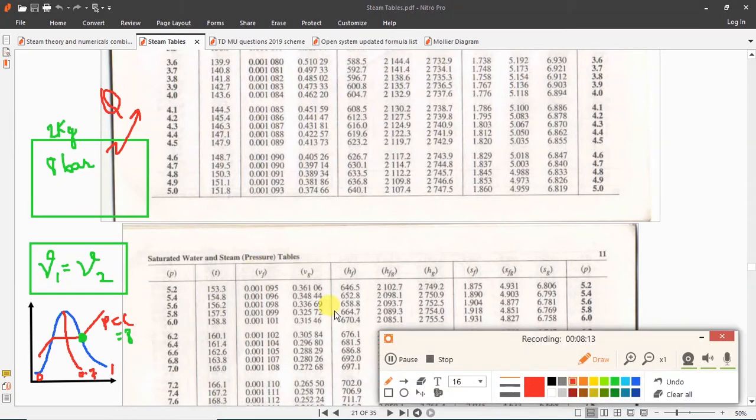See this. It lies between 5.4 and 5.6. Okay, so we have 0.343. So this is 0.336 and this is 0.348. Our value will lie in between these. So now we have to do interpolation.